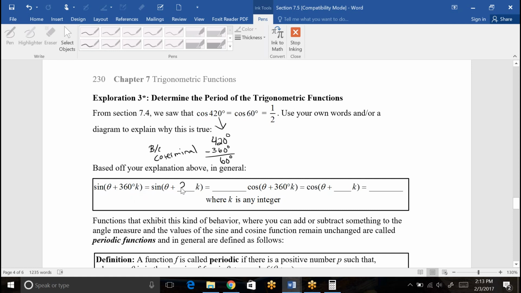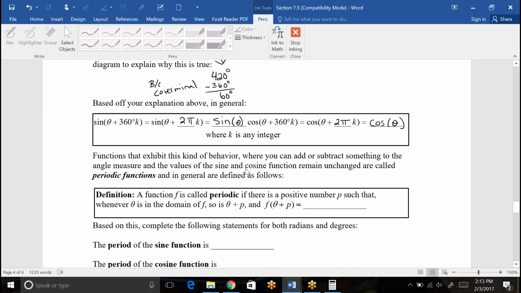That's also equal to 2 pi k, because 2 pi and 360 are the same thing. They're just different measurements, radians versus degrees. And that actually equals sine of theta. Cosine's the same. Cosine and sine both take 2 pi to complete their period. So this would be 2 pi again, and this would be just cosine of theta.